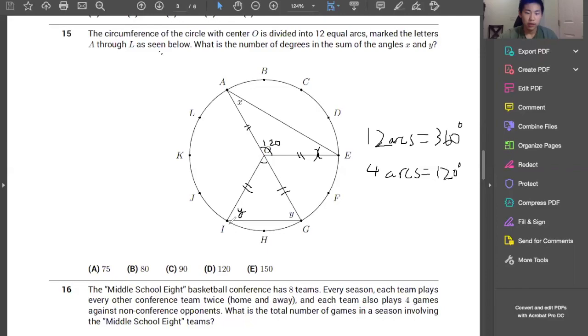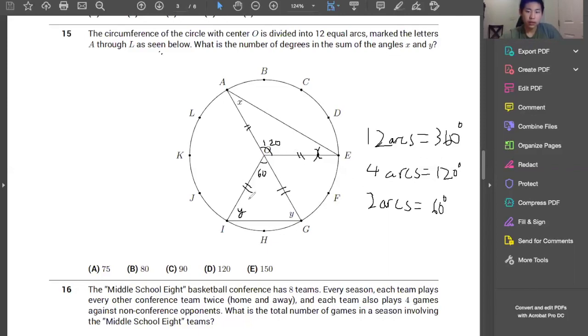And over here, since IG cuts off 2 of these arcs, we know it's going to be 60 degrees, half of this 4 arc over here. Or alternatively, we could come back over here and say 2 arcs is 1/6 of the total. So that'd be 60 is 1/6 of 360.